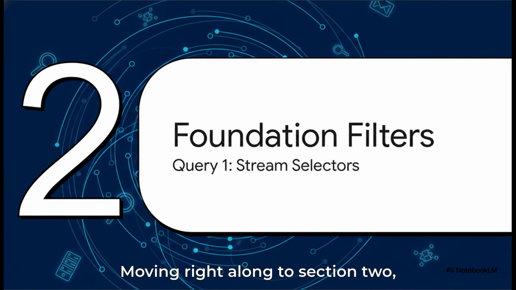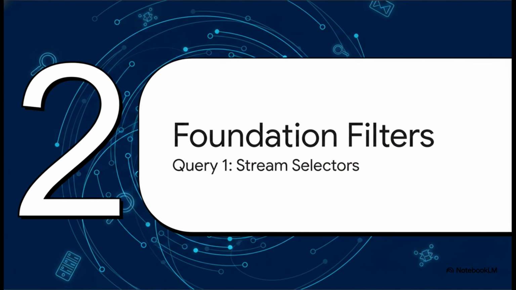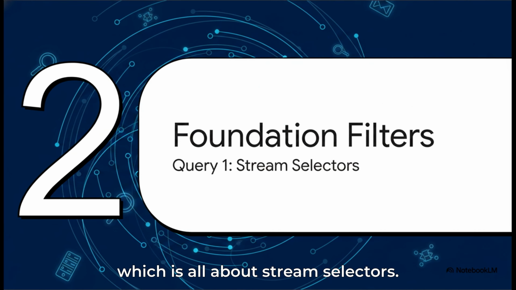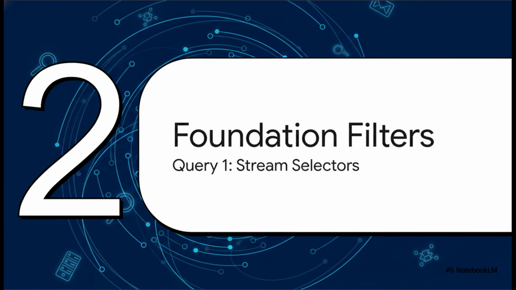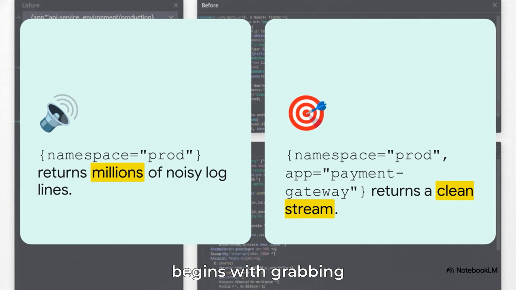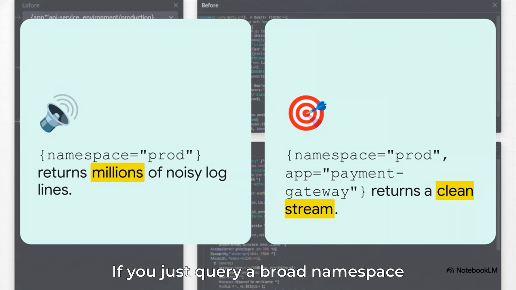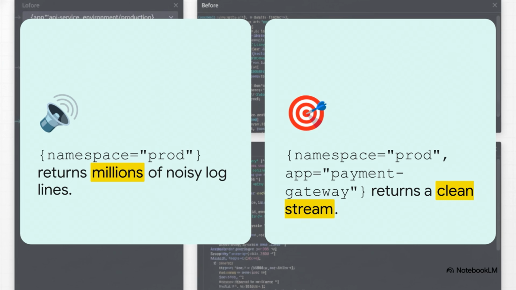Moving right along to Section 2, Foundation Filters. We're looking at Query 1, which is all about stream selectors. Everything in LogQL begins with grabbing the right log stream using curly braces. If you just query a broad namespace, like namespace equals prod, you're basically asking Loki to scan millions of noisy lines across every single app in production.